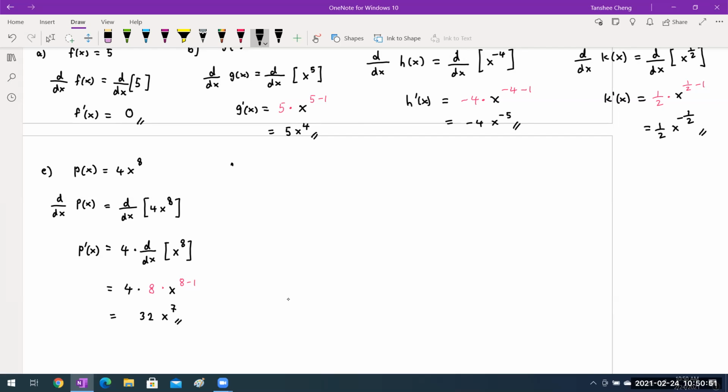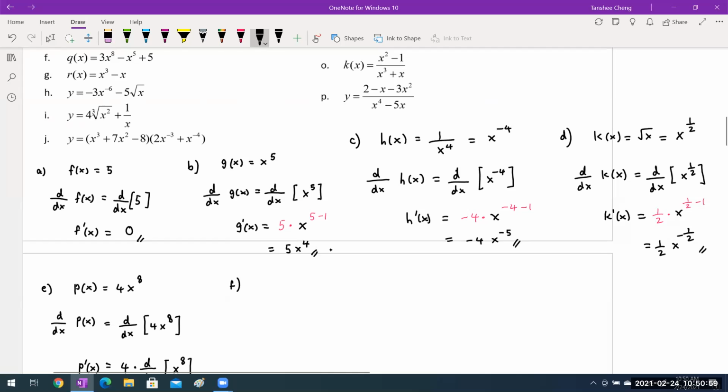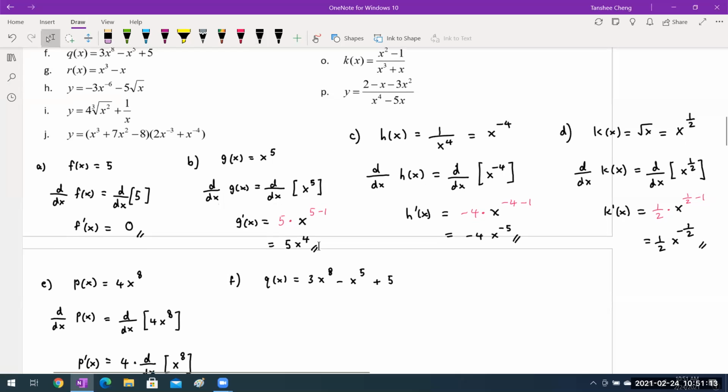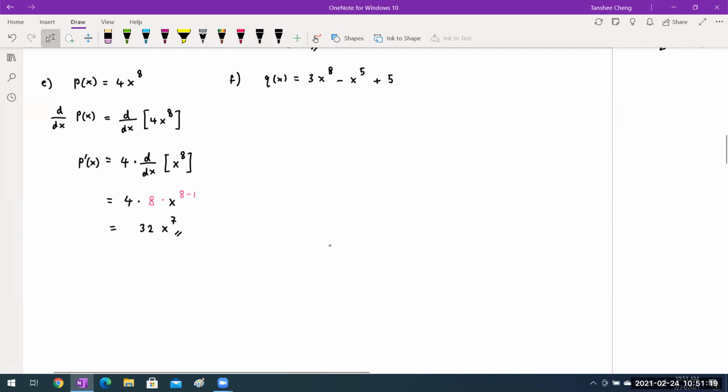Okay. F. For some of these examples in the beginning, I will write down every single step, and then after that, we will skip those. So q of x, this time, is a polynomial function, 3x to the 8th power minus x to the 5th power plus 5. So for this problem, if I write it down step by step, when we take the derivative with respect to x of the q function, that is the derivative with respect to x of the polynomial function on the right.